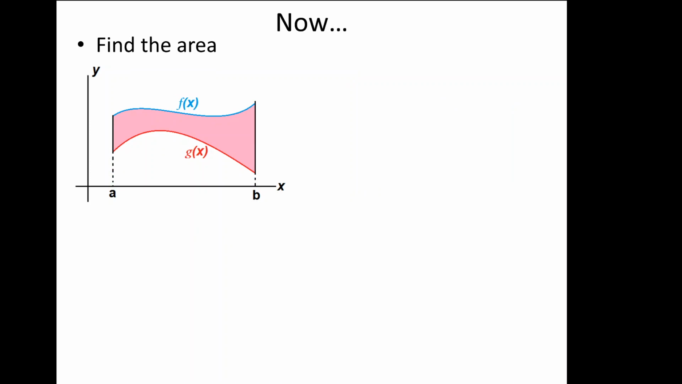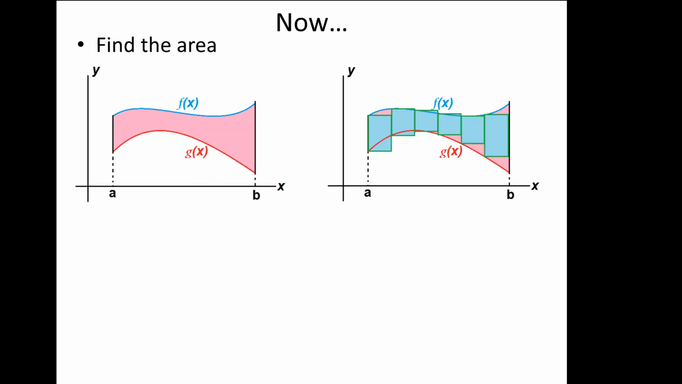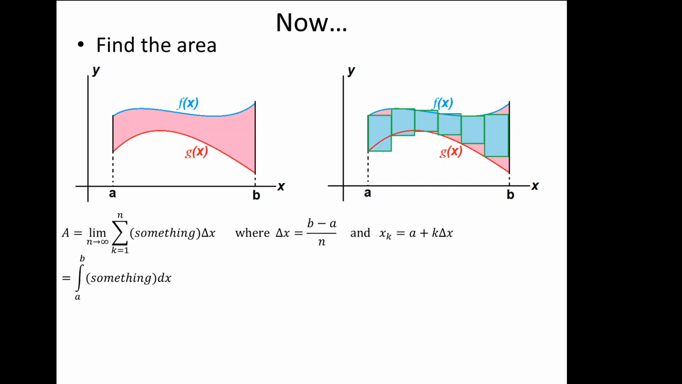Now, if we want to find this area that's shown in pink, the area that's below f of x and above g of x, we're going to do the same thing. We're going to do the same type of construction. We're going to say, okay, I'm going to calculate the area as a sum of a bunch of rectangles. I need to find the height of each rectangle. The width will be given by the same delta x as before, b minus a over n.